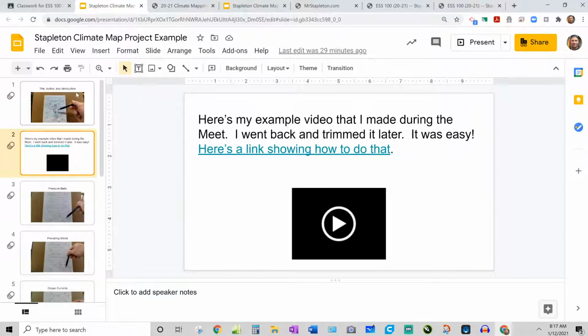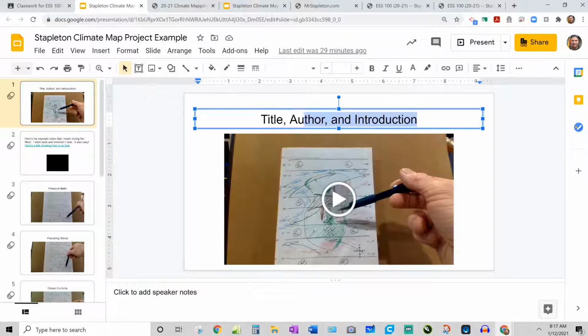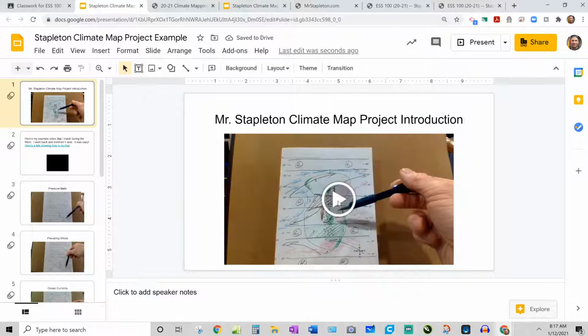So here's my introductory slide. Instead of title, author, introduction, this should say Stapleton Climate Map Project Introduction. Mr. Stapleton. And I'll play this just a little bit. Now, as you can see, this is the practice quiz map. I'm just using this as an example.